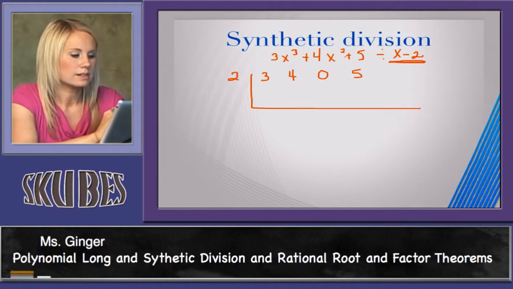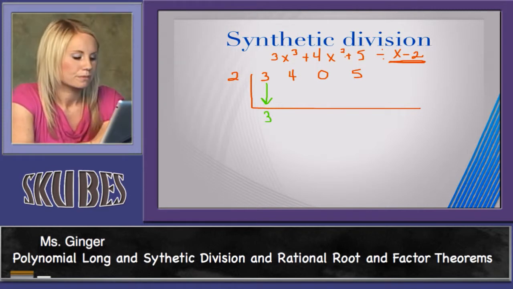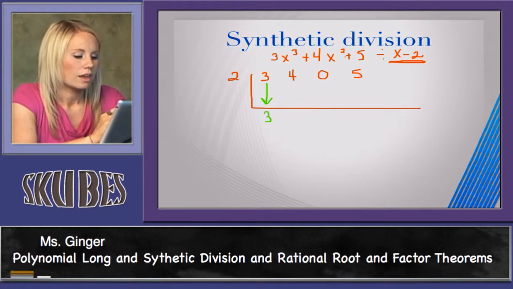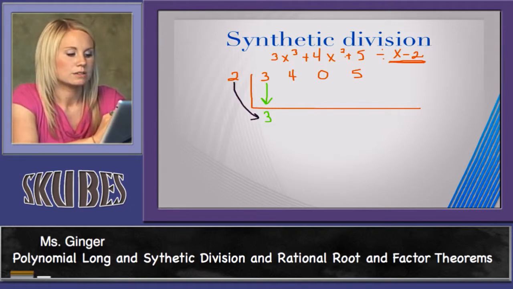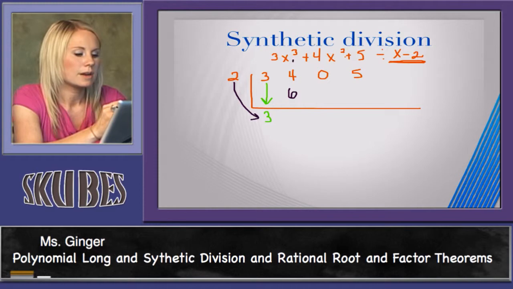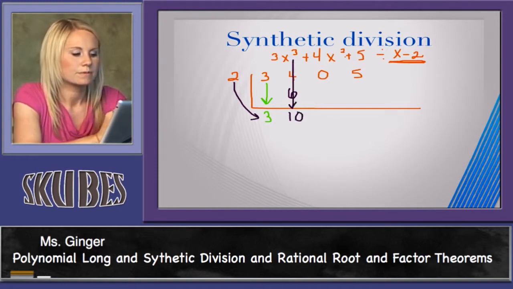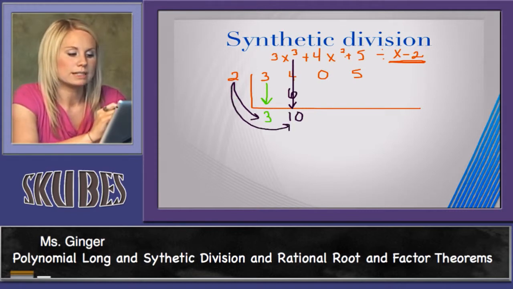I'm going to show you that process. The first step is to bring your front number down below the bar. And then you're going to take your outside number and begin multiplying. 2 by 3 gives me 6, and I'm going to put that number back above the bar. Then I'm going to add down the column. 4 plus 6 gives me 10. I'm going to come back out and start again and multiply 2 by 10.